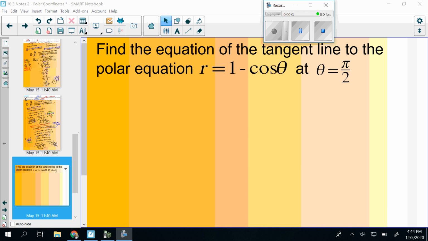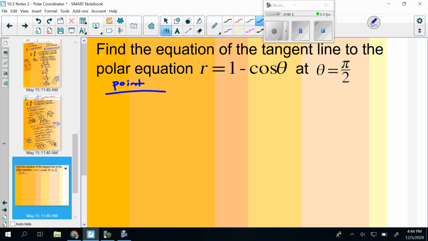All right, this next problem, they want us to find the tangent line of this polar equation, r = 1 minus cosine theta, at pi over 2. So if we're going to find the tangent line, one thing we're going to need to know is what is the point and what also is the slope.